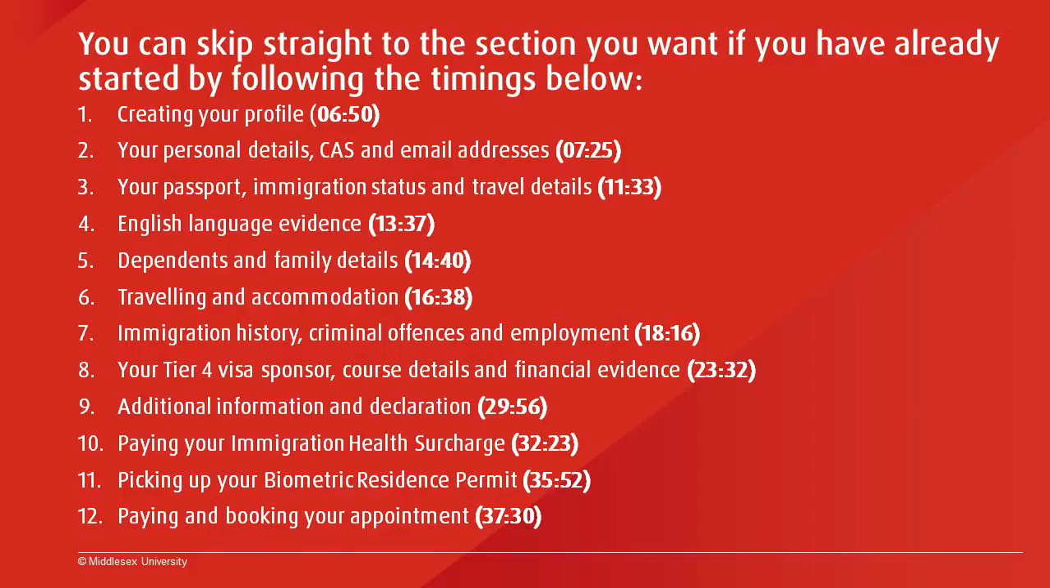Section 6, details of your travel and your accommodation. Section 7, your immigration history, any criminal offences, and details of employment. Section 8, your Tier 4 sponsor, that's Middlesex University, your course details and your financial evidence. Section 9, additional information, the declaration, that's the last chance to review your application and confirm that everything you've inputted is correct. Section 10, the immigration health surcharge and the payment for that.